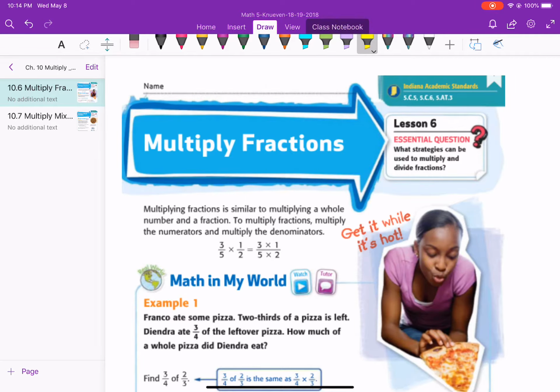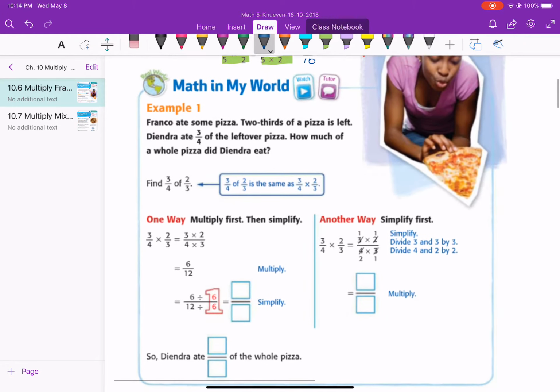So we multiply straight across the numerators, 3 times 1, and then we have our multiplication of the denominators, 5 times 2, and so we get 3 over 10. It's that simple, but let's do some practice problems.